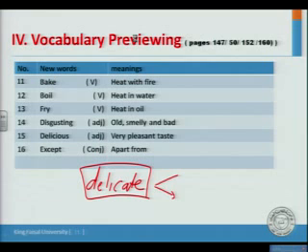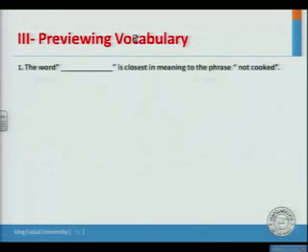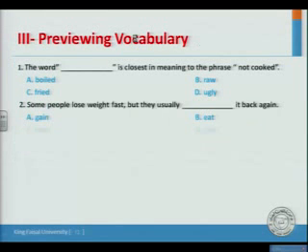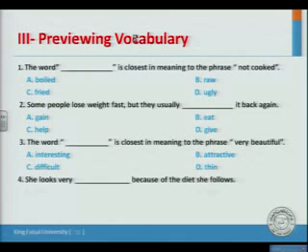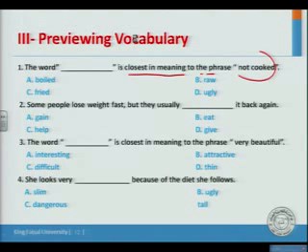So these are the words that I want you to revise and to understand, because you might use them in your daily life. Let's see some of the questions here. Number 1. The word is the closest in meaning to the phrase not cooked. Okay, no need to waste time. So raw. So raw means not cooked.